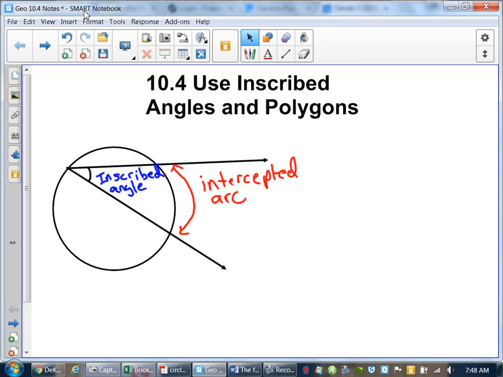Inscribed angles are angles that are on the circle. They intercept what's called an arc. So they still run into the same arc spot like they would like a central angle, but they call it an intercepted arc. Very similar to what we've done in the past, terminology-wise. So inscribed angle, intercepted arc, and there's of course going to be a relationship between the two.